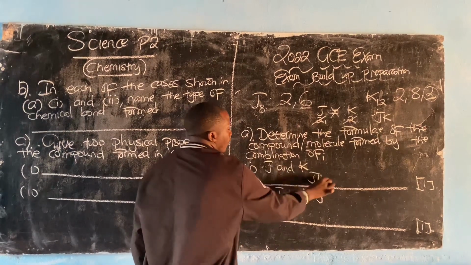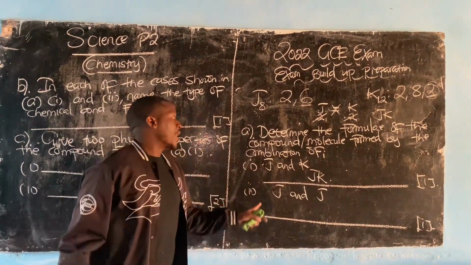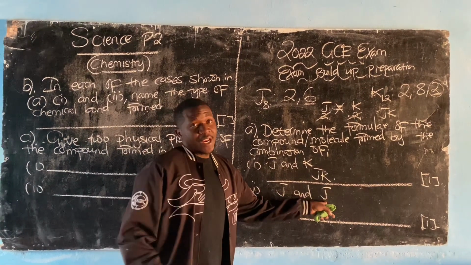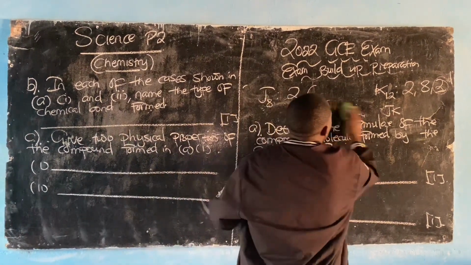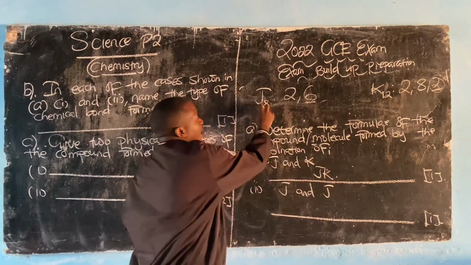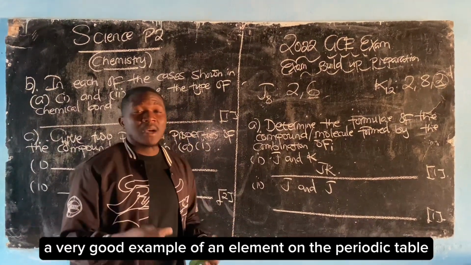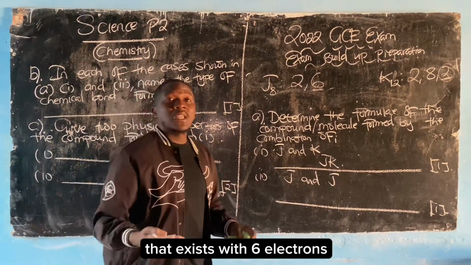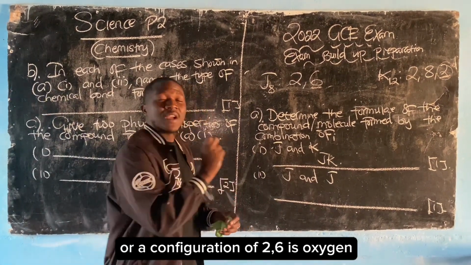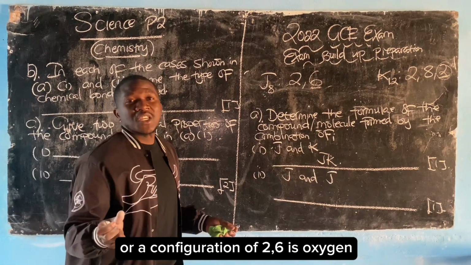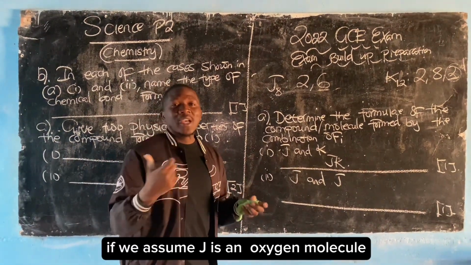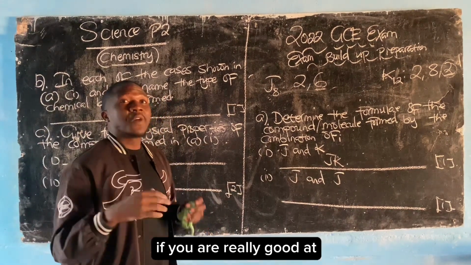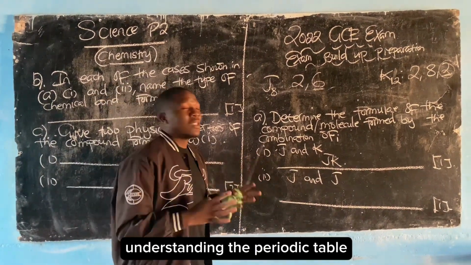So here we're going to say J, K. Then 2, that is J and J. In this case, a very good example of an element on the periodic table that exists with 6 electrons in the last shell, or a configuration of 2,6, is oxygen. So if we assume J is oxygen, that will also probably depend on how well you understand the periodic table.